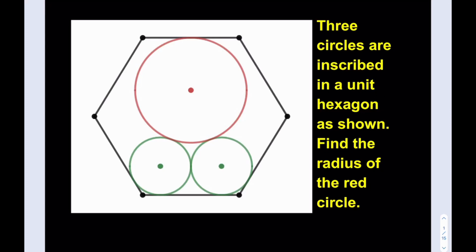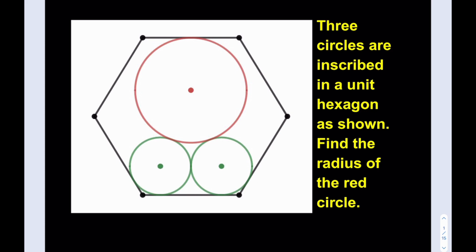Hello everyone, in this video we're going to be solving a geometry puzzle. 3 circles are inscribed in a unit hexagon as shown. Find the radius of the red circle. So we have 3 circles, 2 of them are congruent, the green ones, and the red one is a bigger circle, and we're going to find the radius of that one.